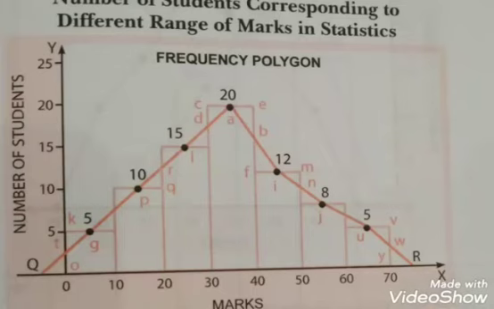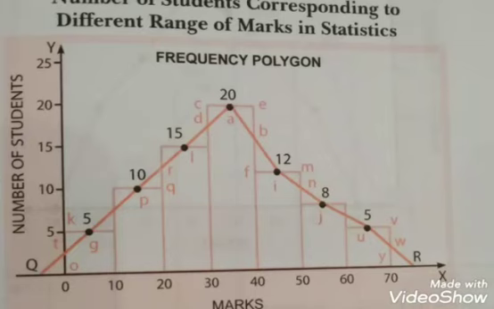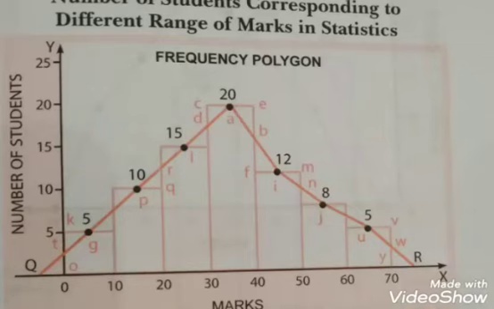So a frequency polygon can be constructed without the help of a histogram also, by taking the midpoints of the various class intervals and plotting the corresponding frequencies of each midpoint. This is how we can present the data in the form of a frequency polygon even without constructing a histogram. So these two are the frequency diagrams which can be used to present the data in a continuous form.